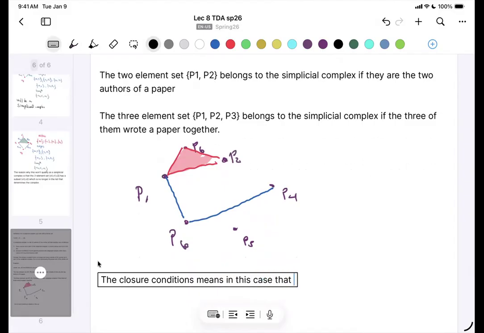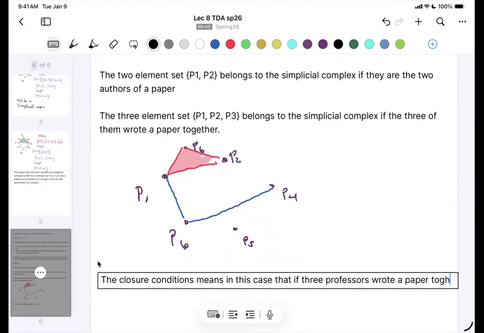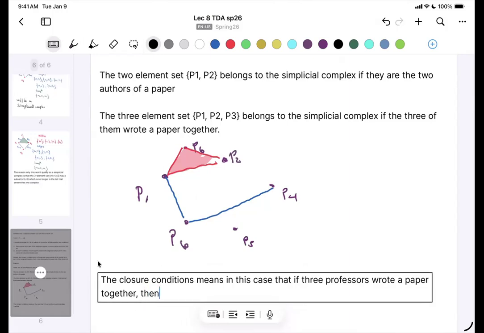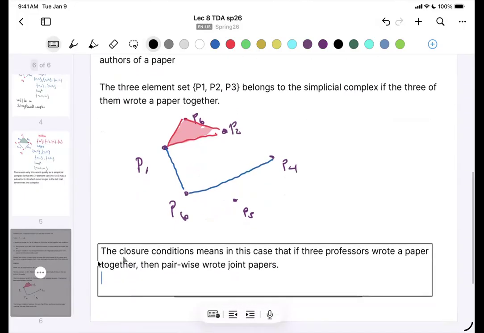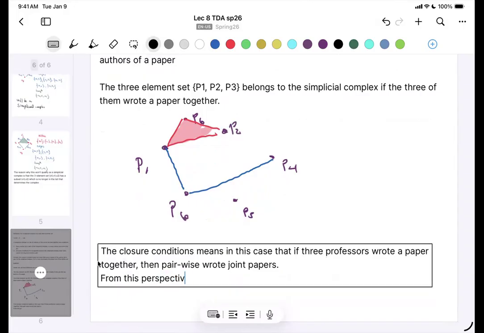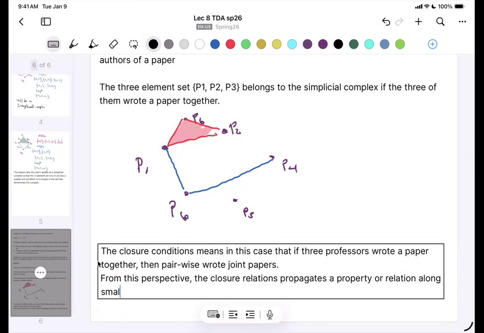But what I'm trying to say is that the closure condition in this case means that if three professors wrote a paper together, then they pairwise wrote joint papers. So from this perspective, the closure relation propagates a property or relation along smaller pieces of a region, smaller populations.